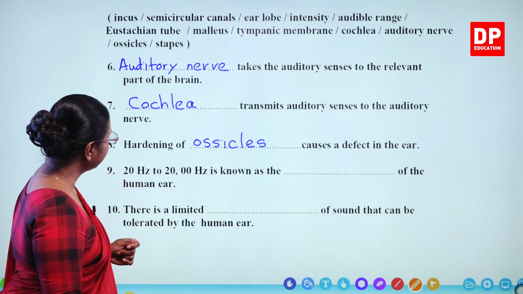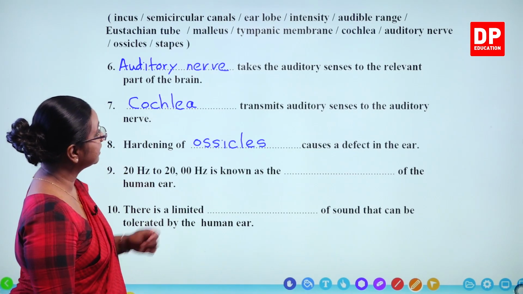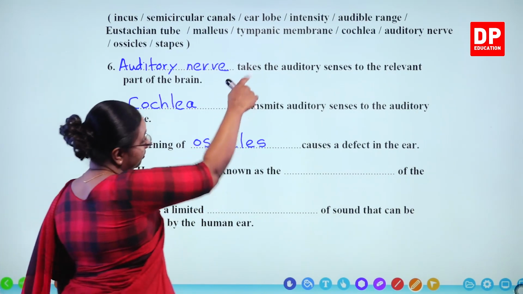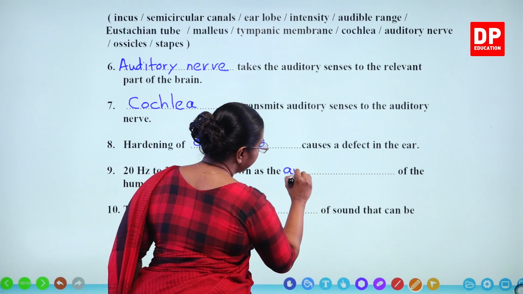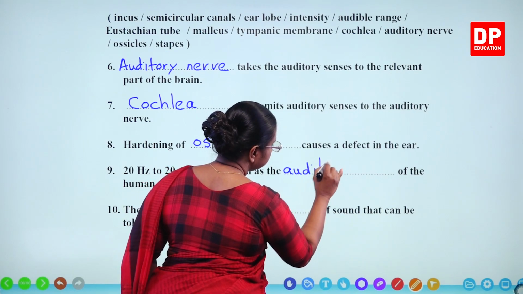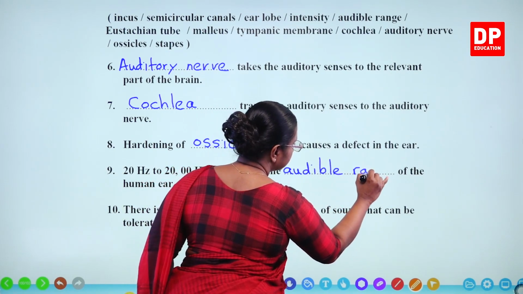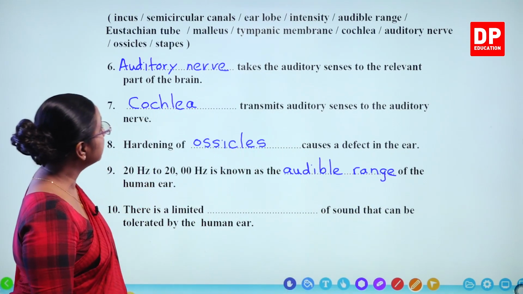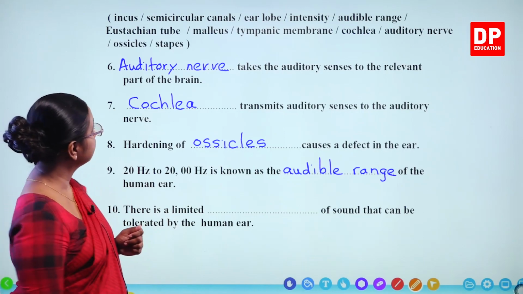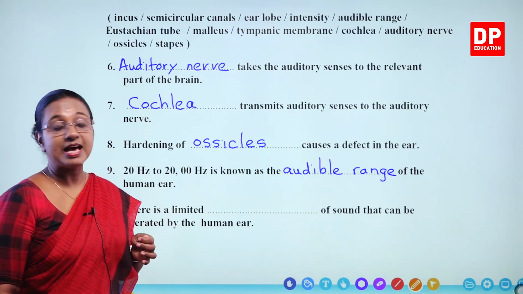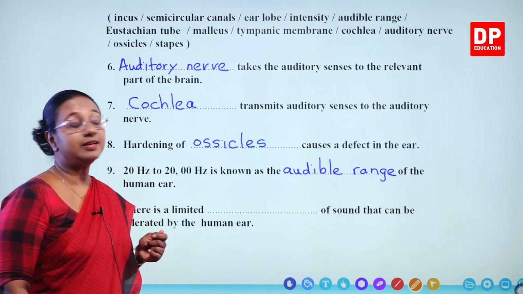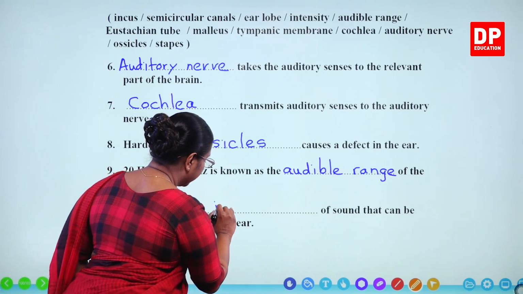20 Hz to 20,000 Hz is known as the audible range of the human ear. There you can see audible range. There is a limited what? Intensity. You can see on the first line, intensity of sound that can be tolerated by the human ear. So, intensity.